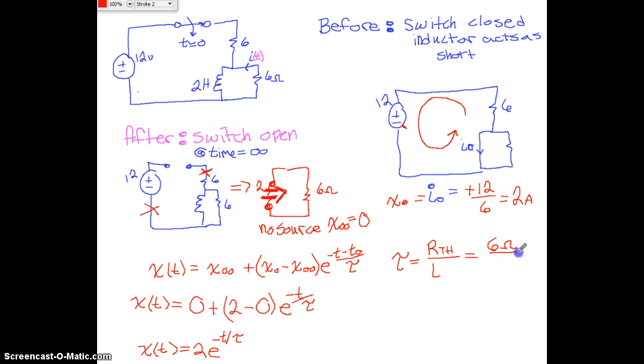And our inductor is 2 henries. So what we're left with is 1/3. Whenever we have 1 over tau like we have now, it is just the same thing as 3. So we can rewrite this as 2 e to the negative 3t, which is what we got last time too. But this is just a lot quicker and easier way of solving it.